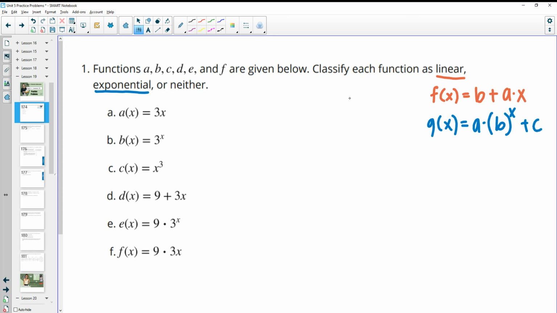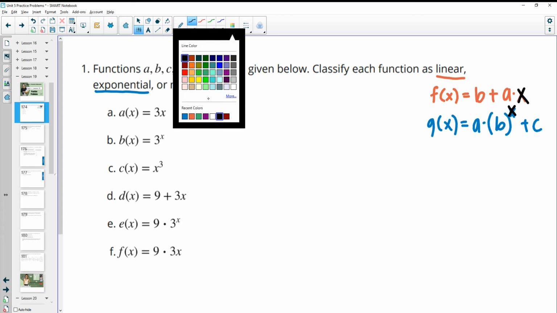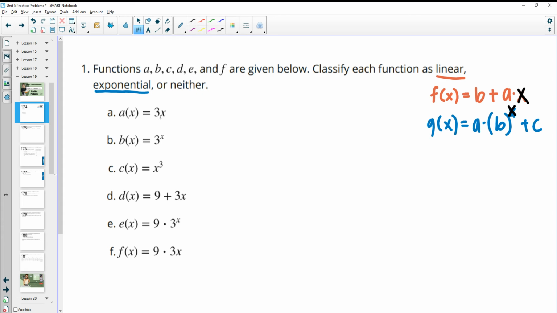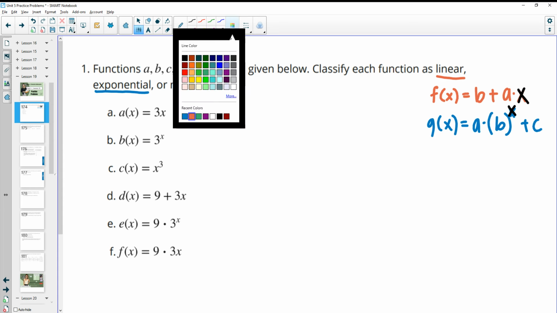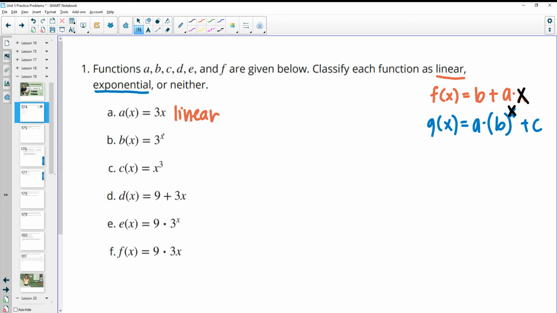So the main thing to notice in these is that in a linear, you have a number times your variable. And in an exponential, your variable is in the exponent. So for part A, we just see a number times the variable. That means that this is linear. In B, we see that the variable is in the exponent. So then this is going to be exponential.